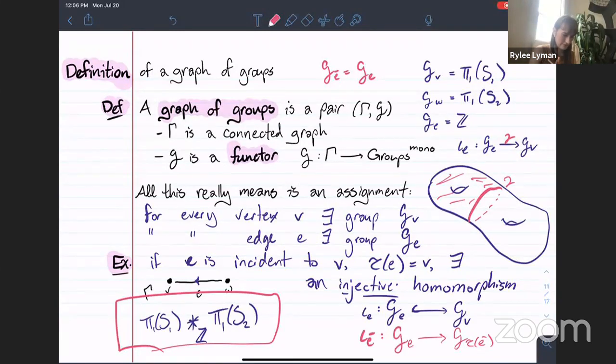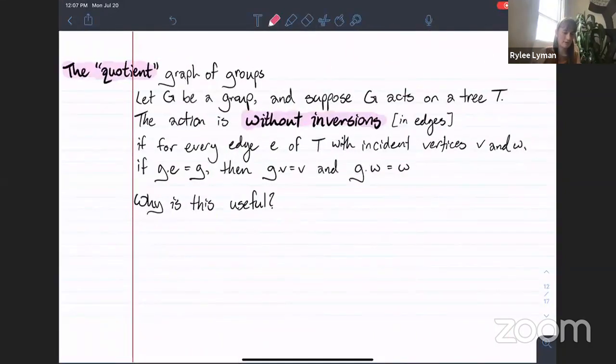Good, great. Okay, so this is kind of algebraic and a little bit weird, but maybe it's not so bad. Really all it is that for my graph, for each vertex and each edge, I have a group. And if the edges are incident to vertices, I have group homomorphisms. Great. One way to do this, and a way that I was sort of hinting at already, is if you have a group G acting on a tree, I can give you a sort of quotient graph of groups. And we're going to define it in the following way.